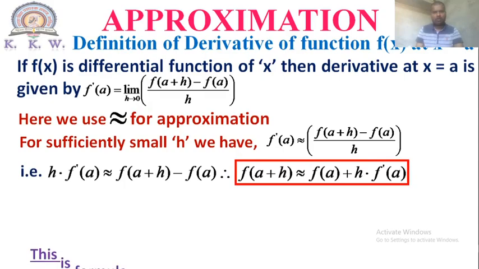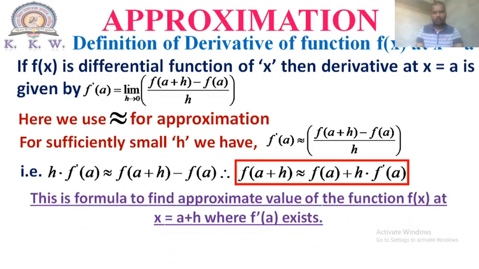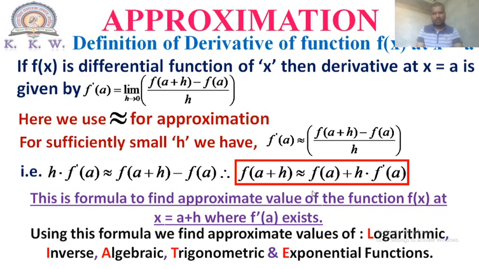This is the formula for finding the approximate value of the function f of x at x is equal to a plus h, where f dash of a exists. By using this, we can find the approximate value of logarithmic, trigonometric, inverse trigonometric and exponential functions.